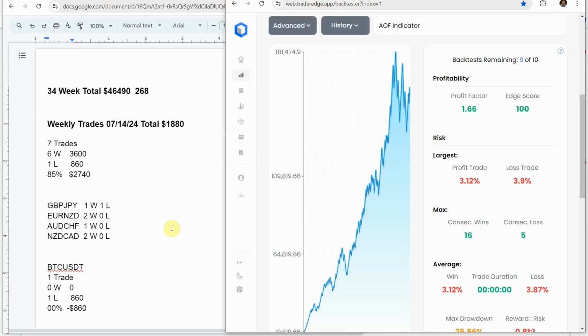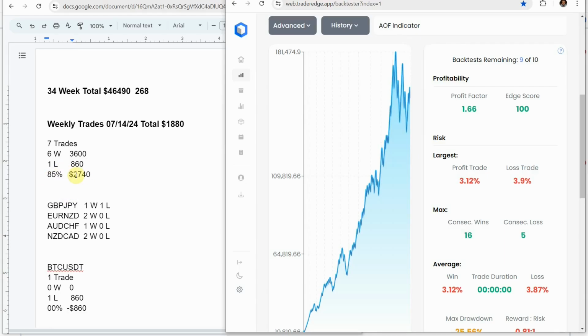All right, let's go ahead and go over the weekly signal. So this is using the Academy of Forex indicator on these 4 Forex pairs and this one crypto coin. This is on the 30-minute time frame. We keep track of the trades the Academy of Forex indicator has signaled. And so this last week on the Forex pairs, we had 7 trades altogether. We had 6 winning trades, 1 losing trade, putting it at an 85% win rate.